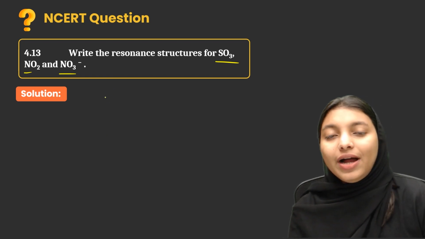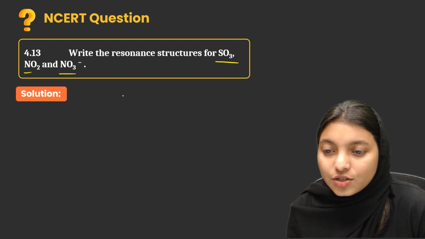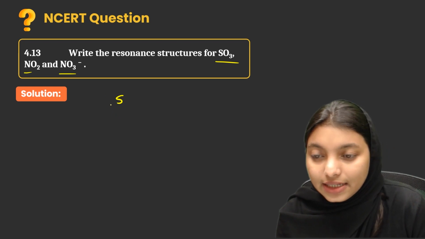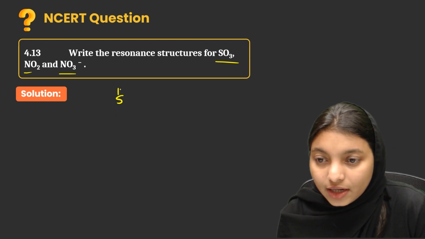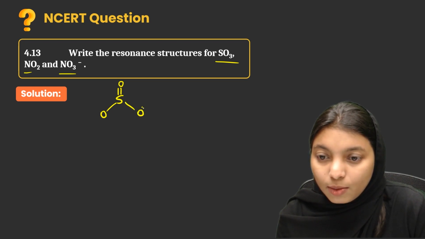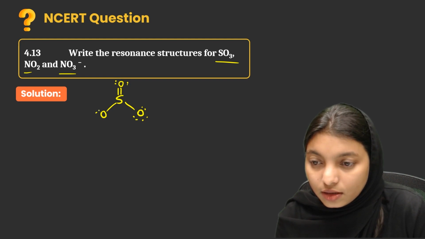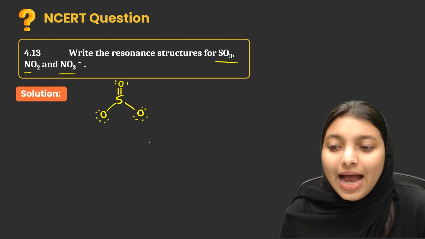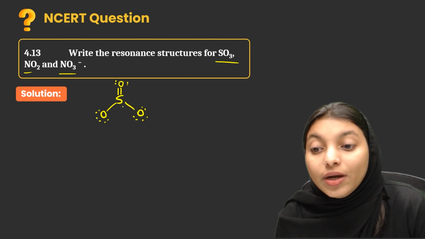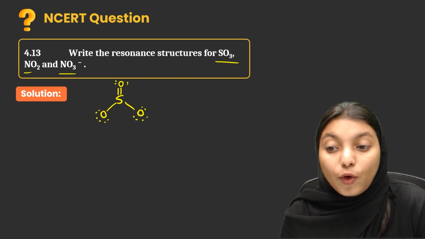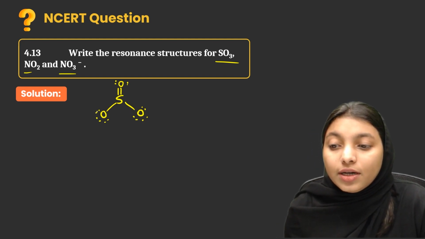So for the first one, SO3, we can write the structure of SO3 like this. It will have a double bonded oxygen here, a single bonded oxygen with 3 lone pairs here and 2 lone pairs here, 3 here. Actually, sulfur has donated its 2 electrons to the oxygen to make the bond for these two.